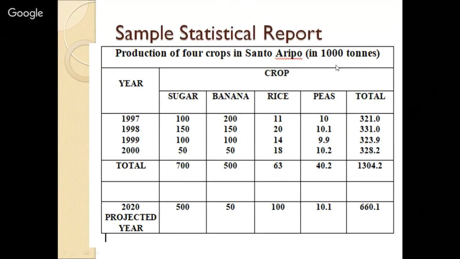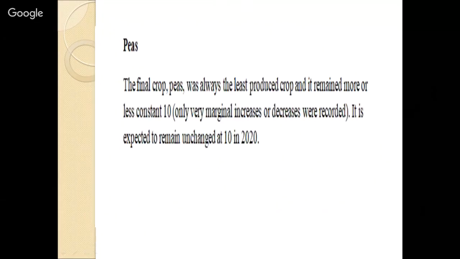And then finally, we have peas. And I'm moving a little faster, guys. So peas, the final crop, peas, was always the least produced crop, and it remained more or less constant in 10. So in the region of 10, only very marginal increases or decreases were recorded. It is expected to remain unchanged at 10 in 2020. And that is for peas.